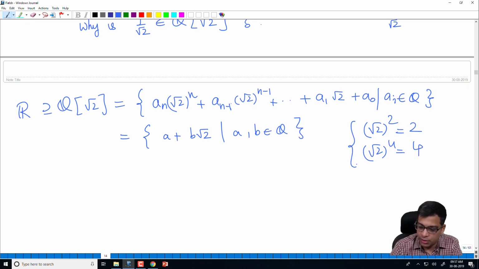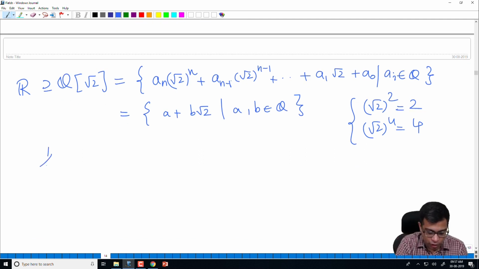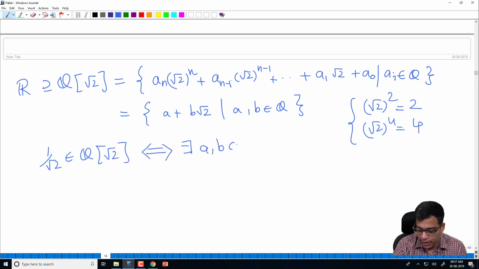So when you have other terms here, we can absorb them into the constant term. And we are only going to be left with a and b root 2. So what we are saying is that 1 by root 2 is in Q[root 2]. But this means there exist a and b rational numbers such that 1 by root 2 is equal to a plus b root 2, right?